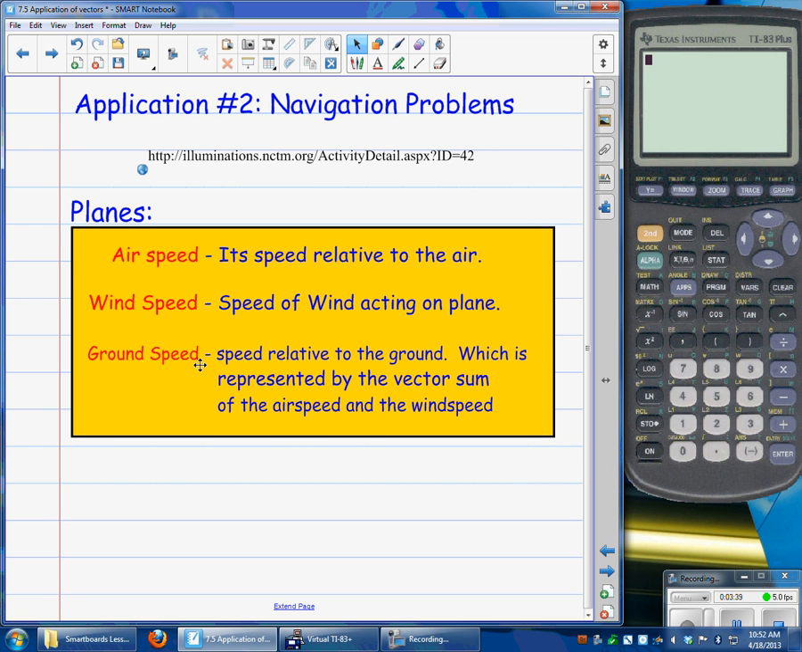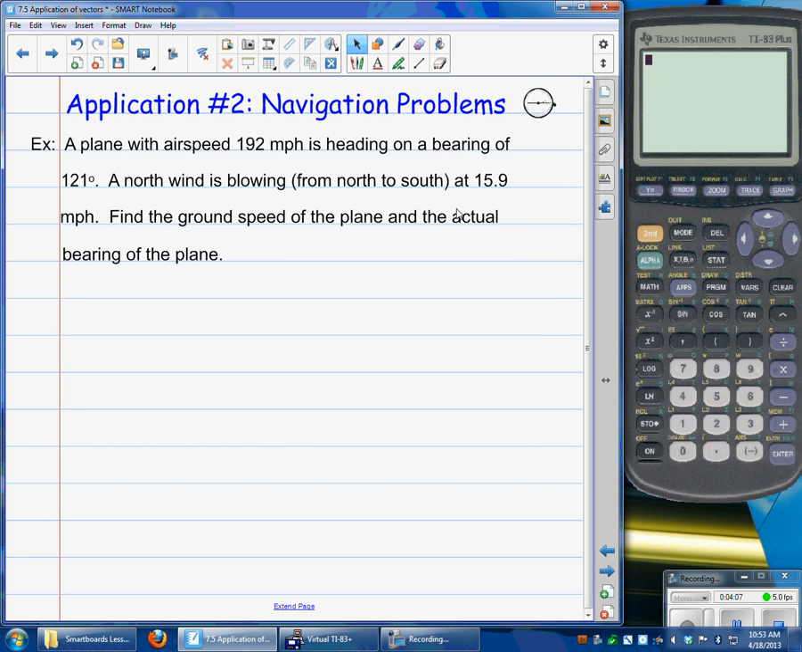Now this ground speed vector is always going to be represented by the vector sum, or the resultant, of airspeed and wind speed. Those three vectors are all the forces we're going to be concerned with when flying a plane through the air. We looked at the boat problems: you get the current vector, you get the propeller or boat vector, and the resultant of those two is the path of the boat. So let's take a look at an example here and see if we can't solve one out.